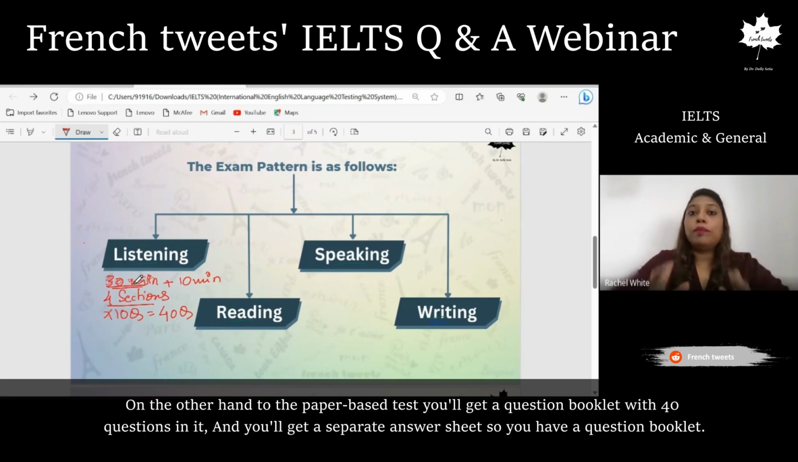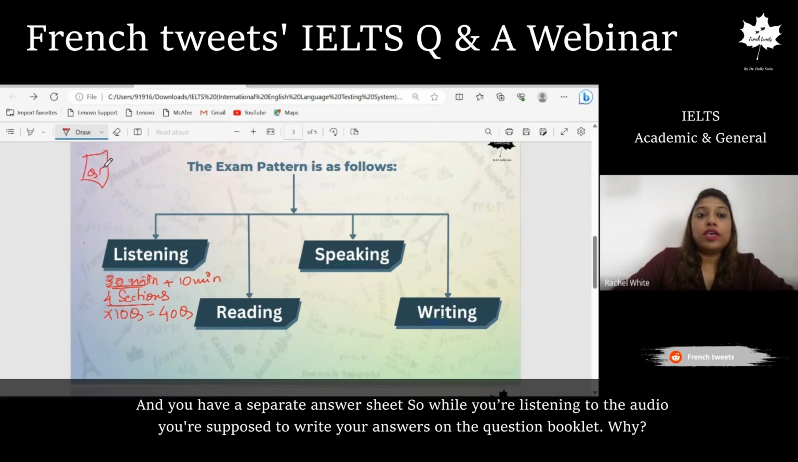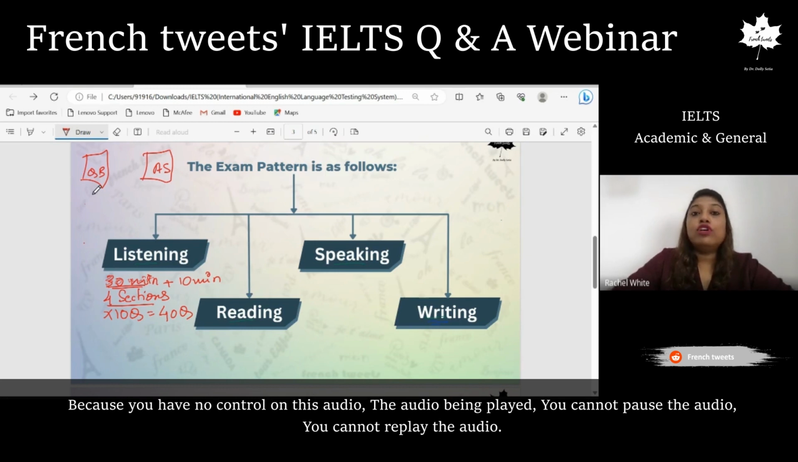On the other hand, for the paper-based test, you'll get a question booklet with 40 questions in it, and you'll get a separate answer sheet. So while you're listening to the audio, you're supposed to write your answers on the question booklet. Why? Because you have no control over the audio being played. You cannot pause the audio. You cannot replay the audio.